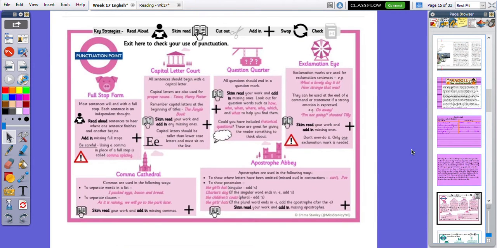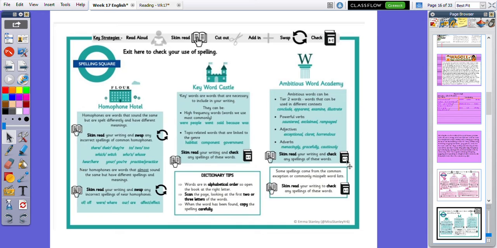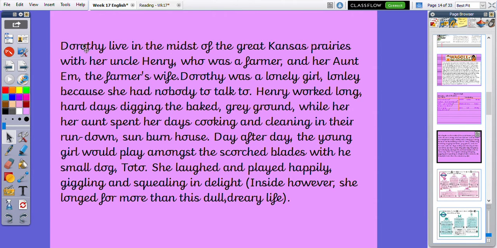And then, oh, that's the wrong one. Then I've got ambitious word academy. So ambitious words can be 2-tier words. So these are high level words. That's what that means. Okay. So we can use them in different contexts, or we could use powerful verbs, powerful adjectives, and powerful adverbs as well. Okay. So I'm going to go back to my writing, because I think there's some vocabulary that I could probably up level. So I up leveled middle to midst, which I think makes it sound a lot better.